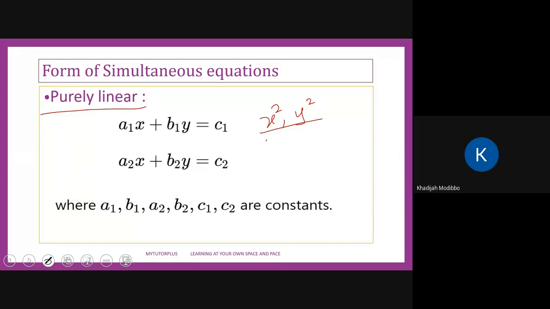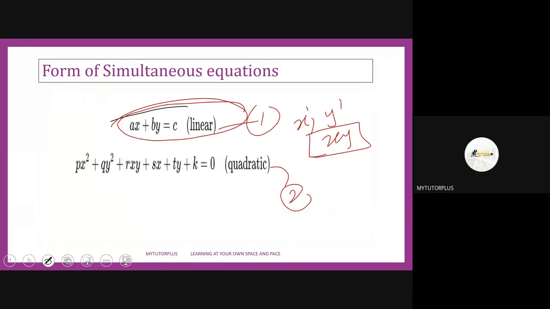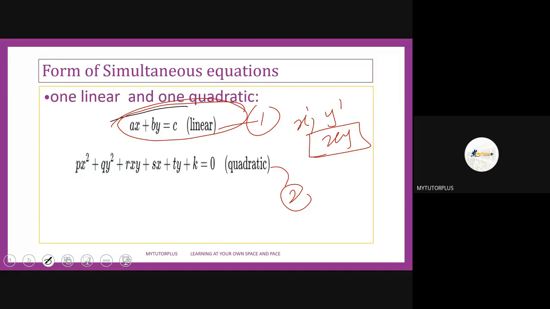Yes, sir. Now, the second one: once you see a square term in the simultaneous equation, or you have x and y multiplied by each other, in that case, we have one linear, then one quadratic. The method you are going to use in solving this one will be different from the other one. This one will lead to a quadratic equation, while the linear will not. Can I move on? Yes. So let's move on to the next page.